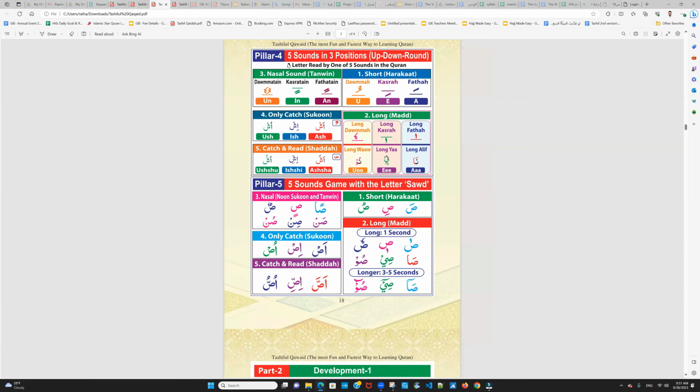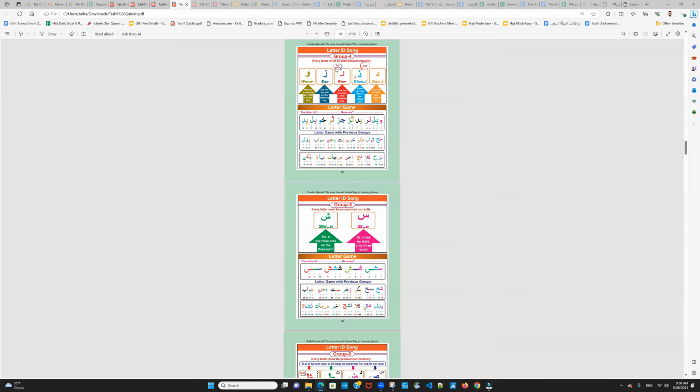And a student will learn one acting lesson, which will help them to have a better idea about 5 sounds in 3 positions. Finally, the Pillar 5 sounds game. A student is going to have a real basic idea on the 5 sounds used and needed for Quran recitation in level 2. And they will learn 3 more groups from development 1: group 4, 5, and 6.